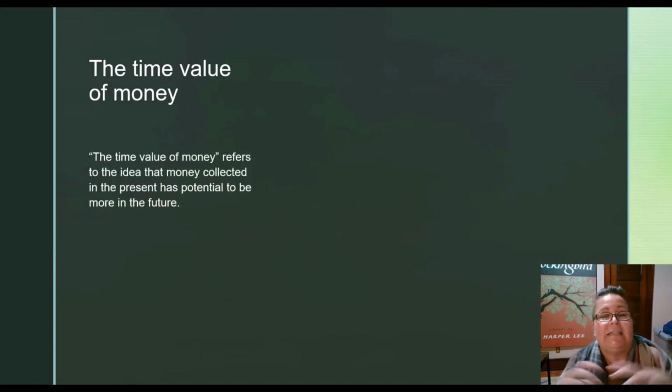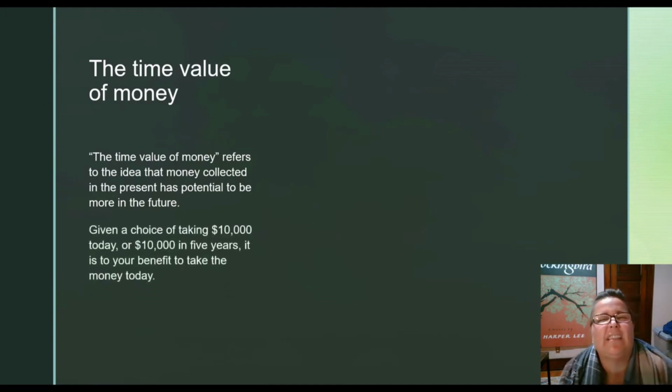So to begin with, the time value of money is a phrase that refers to the idea that money collected today in the present has the potential to be so much more in the future. So money has a value that's dependent upon allowing it time. Putting this a slightly different way, if I have the option of giving you $10,000 today or $10,000 in, say, 5 years, which one would you take? Today. It's the same amount of money.